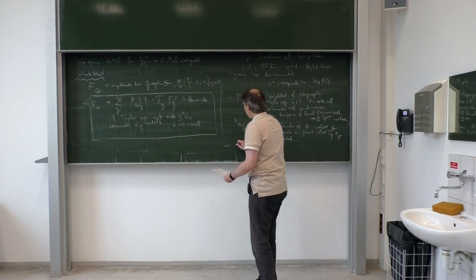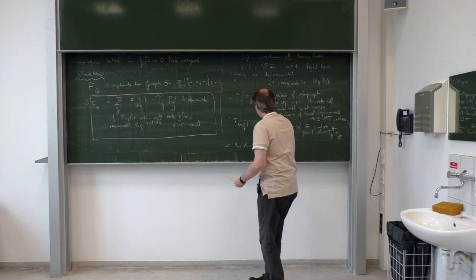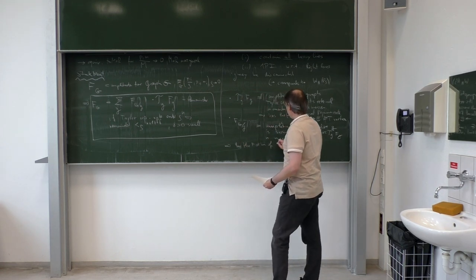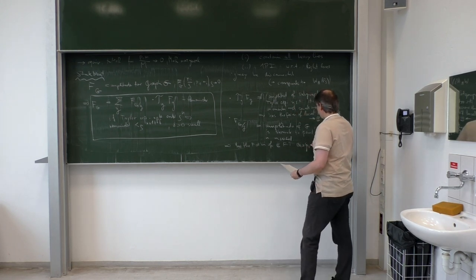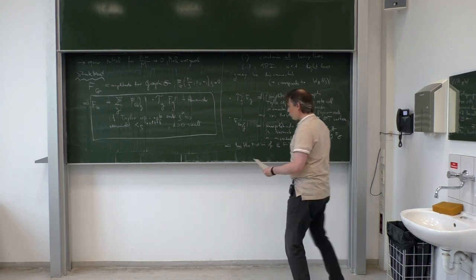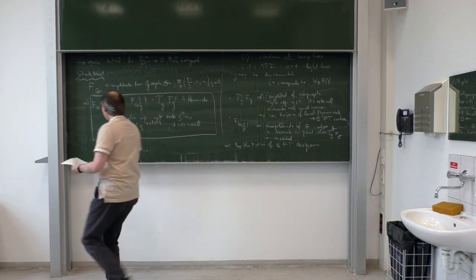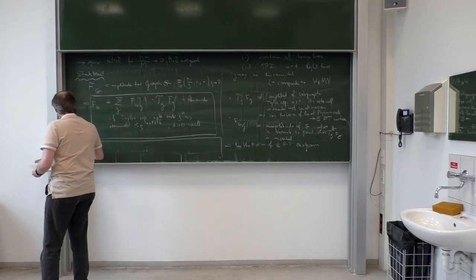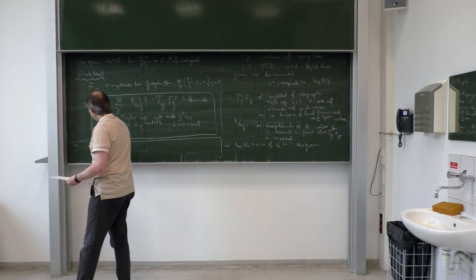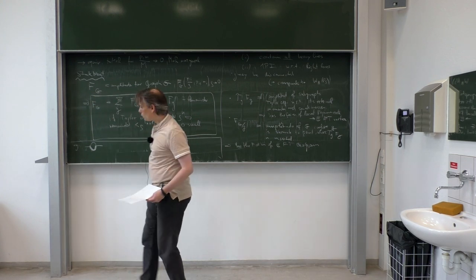So it has the form of an EFT diagram. Okay, and let me just in one line give you one minimal example. For example, the one loop example that we always had. This one here.